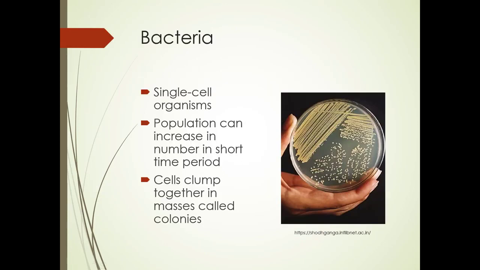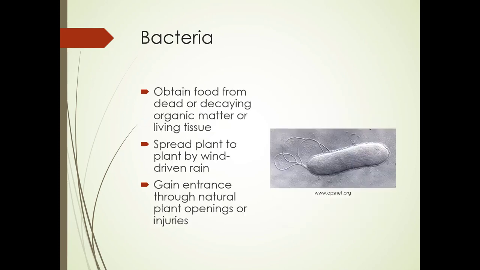So bacteria are single-cell organisms. They can increase in number in a very short period of time, and then when they clump together in masses, you call it a colony. So they obtain food from dead or decaying organic matter or living tissue. They spread plant to plant by wind-driven rain, and they gain entrance through natural plant openings or injuries.